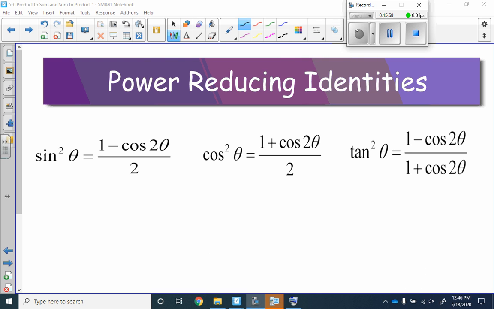Alright, we're going to finish up today talking about the power reducing identities. There are 3 of them, so it takes from sine squared, cosine squared, and tangent squared, and reduces the power along with it. This is going to be convenient when you have something of a larger power, like cosine to the 4th power, sine to the 4th power, something like that. This would also work if your Pythagorean identities are not working well. These would be some other options for you to work with.